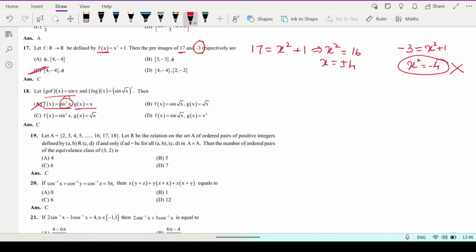Next, f of x equal to sin root x. If we take sin root x, again we have root here.